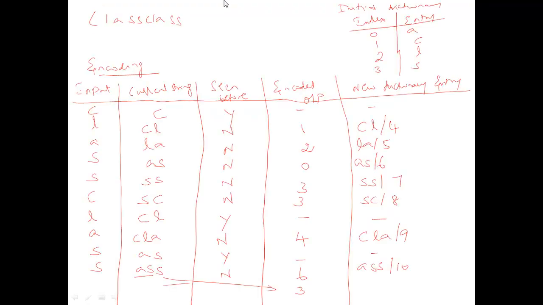Now we will go for the decoding section. In the decoding session, the receiver is receiving 1, 2, 0, 3, 3, 4, 6, 3.